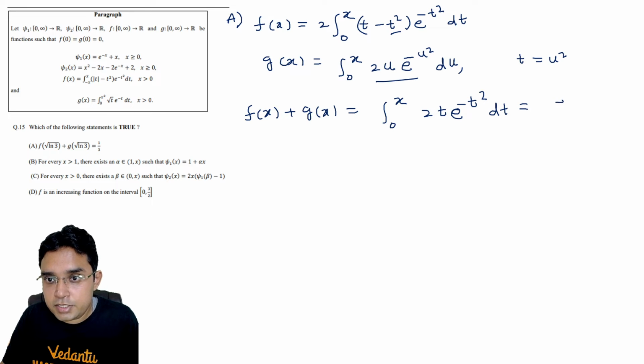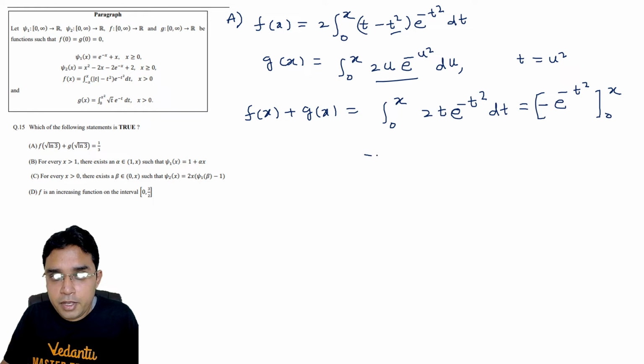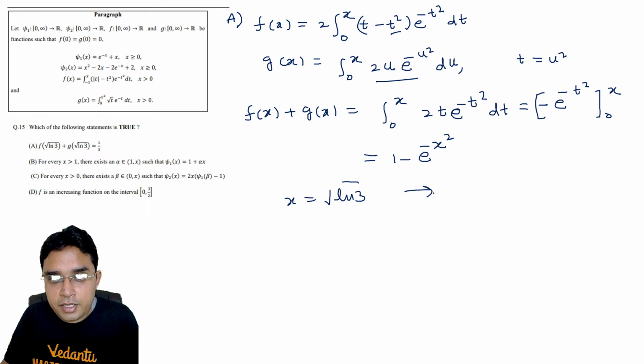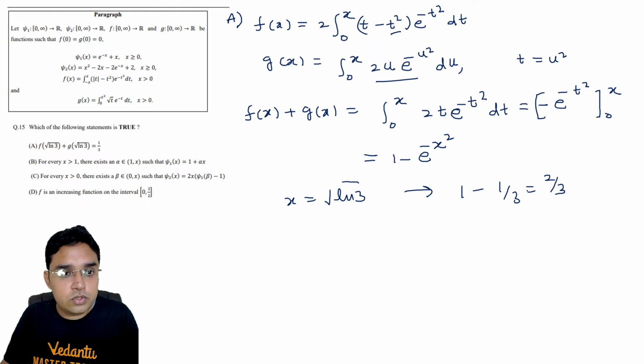Its integration is minus e power minus t square, from 0 to x. If we put the limit, we get 1 minus e power minus x square. So if we put x equal to under root of ln 3, the answer here would be 1 minus 1 upon 3, that is equal to 2 upon 3. So this option A is wrong.